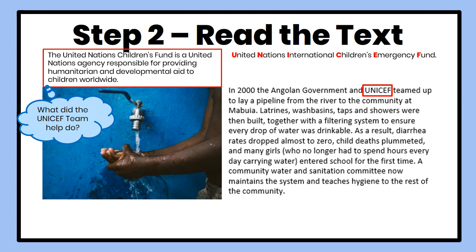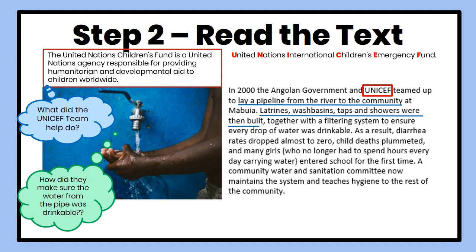According to the text, what did the UNICEF team help do? Great job! The UNICEF team helped the Angolan government lay a pipeline from the river to the community. They also built latrines, wash basins, taps, and showers. How did they make sure the water from the pipe was drinkable? Great job! I underlined filtering system. They added a filtering system to make sure the water was drinkable.